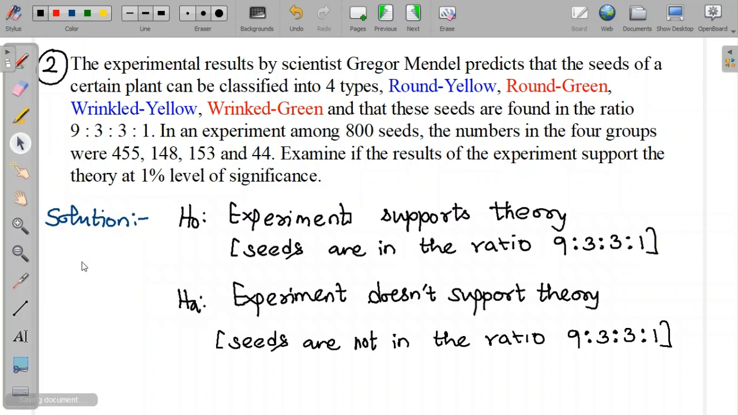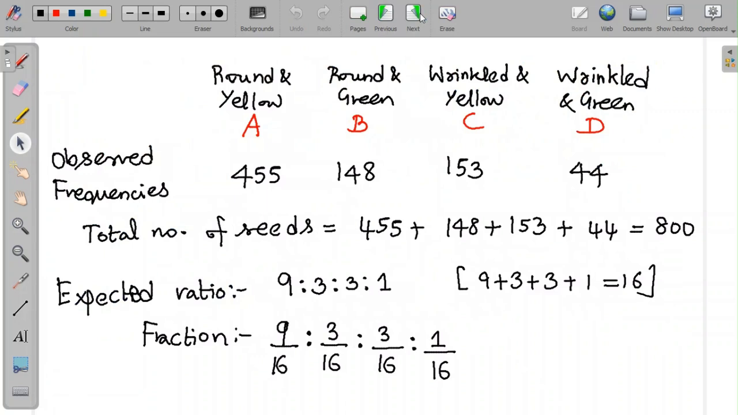The null hypothesis again is pretty straightforward. By default, it is framed in such a way that the experiment supports the theory. That is, the seeds collected are in the ratio 9:3:3:1. And the alternate hypothesis will be the opposite of the null hypothesis, that the experiment doesn't support the theory. So we just calculate the observed frequencies and move forward.